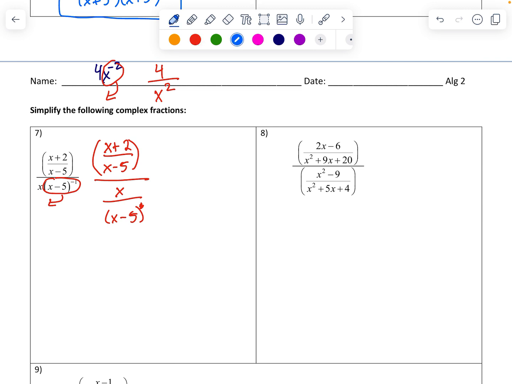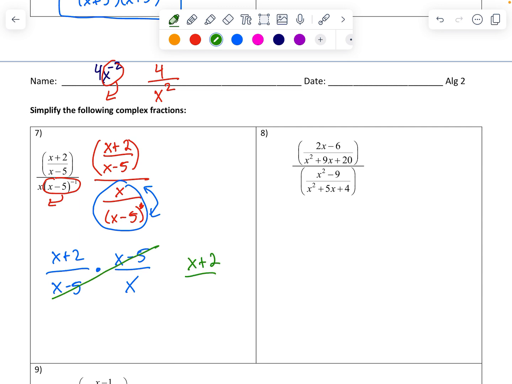Now we've handled that, we have a fraction over a fraction, so we're going to flip this over. So we have the x plus 2 over x minus 5, and now we're multiplying by this bottom flipped over. So x minus 5 is on top, and the x is on the bottom. So the x minus 5s would cancel, and then x plus 2 would stay on the top, and the x would stay on the bottom. And again, I can't simplify those x's because there's a plus sign attaching one of the x's too.